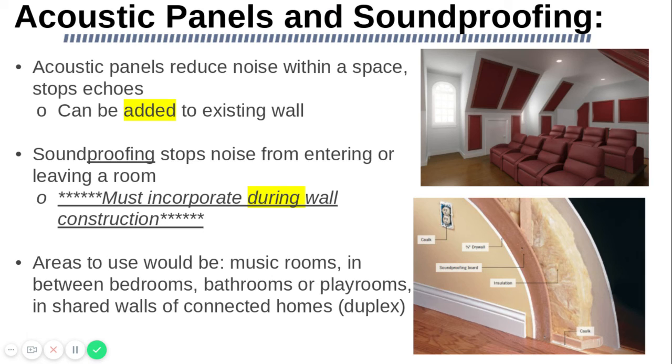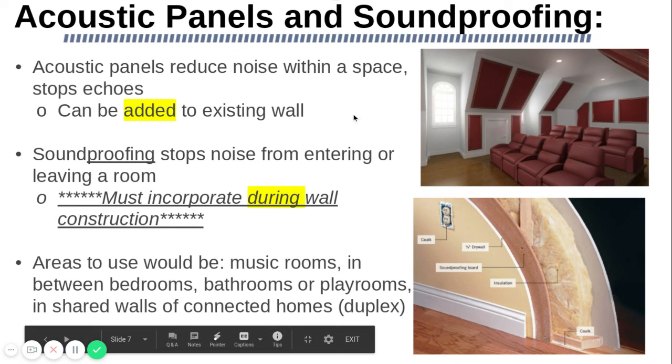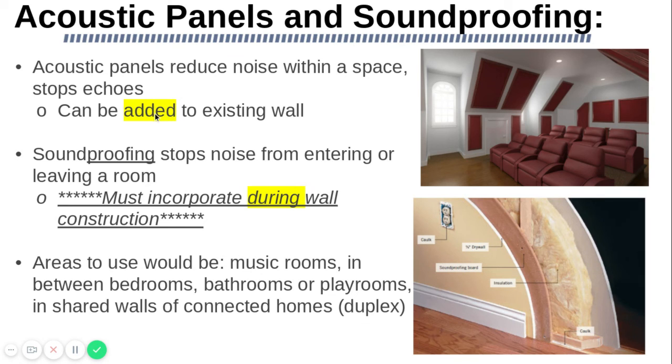It's a really good idea. So there's two things. There's acoustic panels, which is this, and there's soundproofing, which is this. And the difference here is acoustic panels you add after the fact. Like you converted a room to a movie theater like this, and you put these panels on the wall because the room is already built. Soundproofing you have to do during the construction.